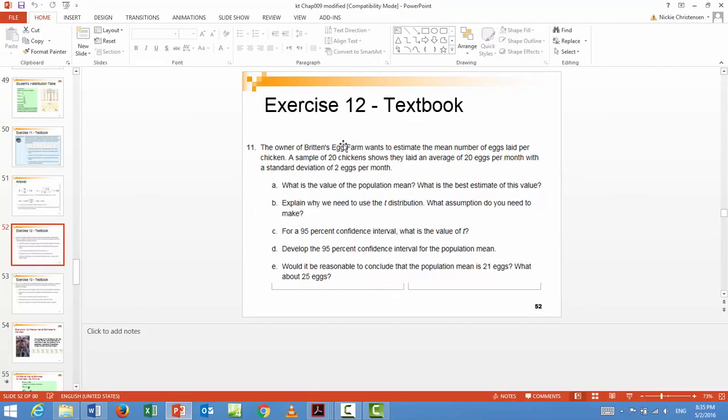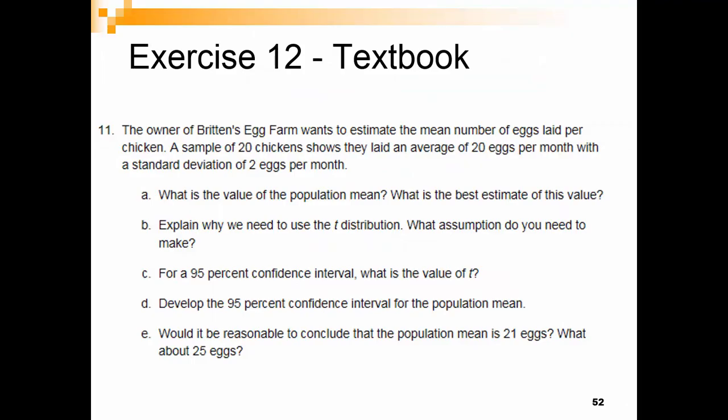So let's go back and look at this problem. Okay, it tells us that this owner of an egg farm wants to estimate the mean number of eggs laid per chicken. A sample of 20 eggs showed they laid an average of 20 eggs per month with a standard deviation of 2 eggs per month.